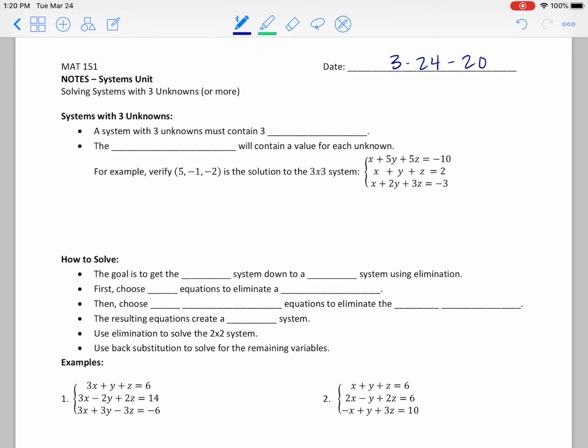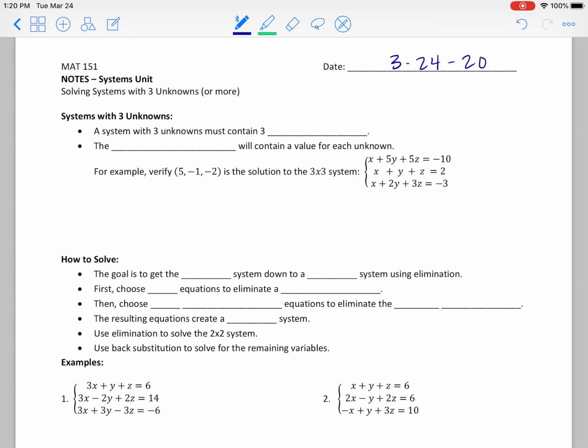All right, welcome back. We're going to continue to be looking at systems for the next, well, at least this lesson. They'll come back again in the form of inequalities in a day or two, I think. But what we're going to look at today is using the process that we looked at yesterday called elimination to solve larger systems. So specifically, we're going to look at systems with three unknowns.